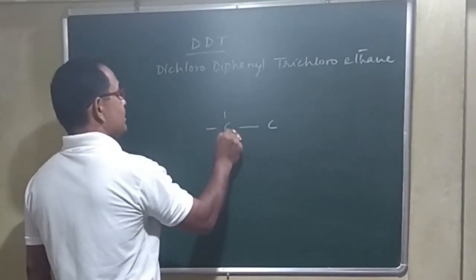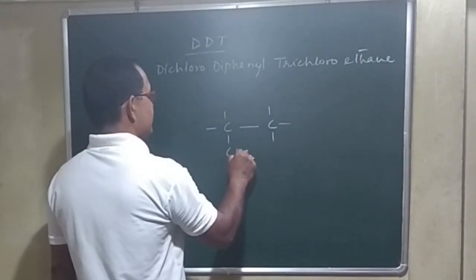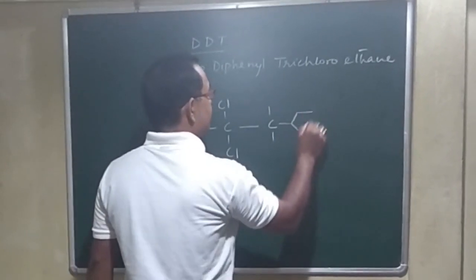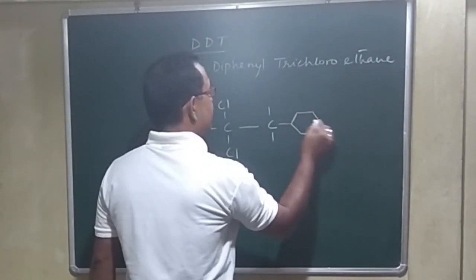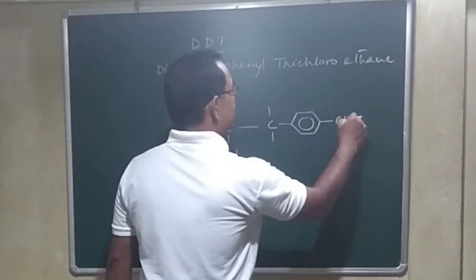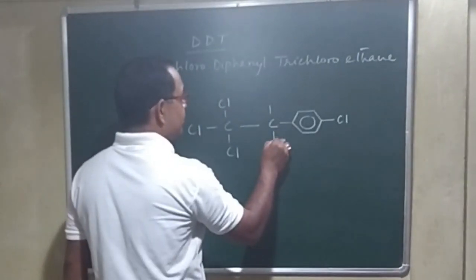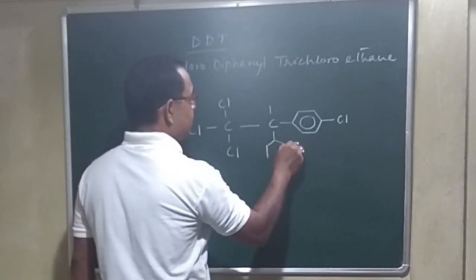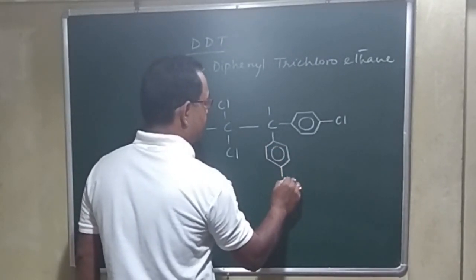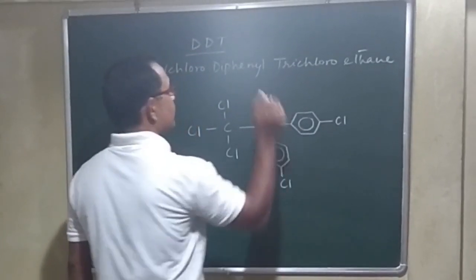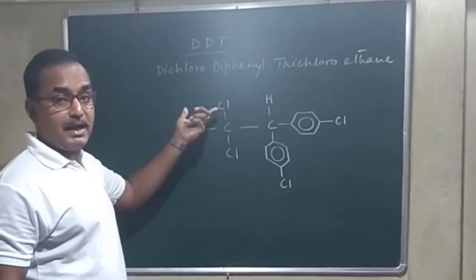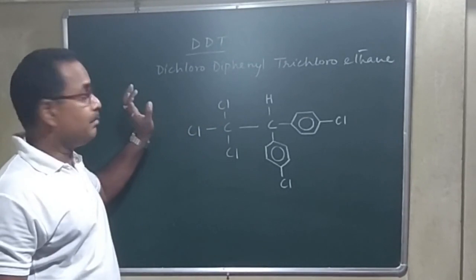Basic structure is ethane. Say we have 3 chlorines here. This group is called phenyl group. If we put a chlorine here, it is 4-chlorophenyl. This is the structure of DDT. What is this? This is an alkyl halide or halogen derivative of organic compound.